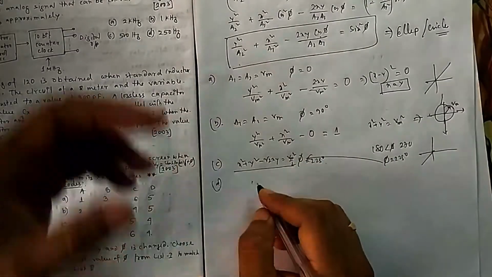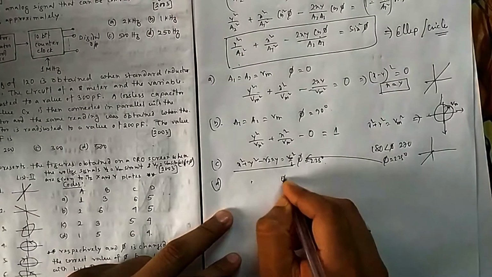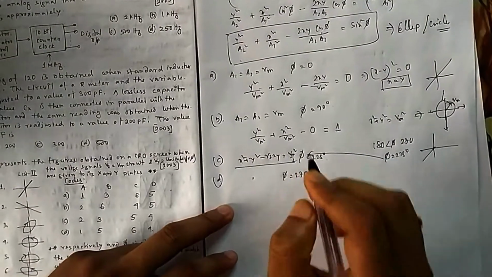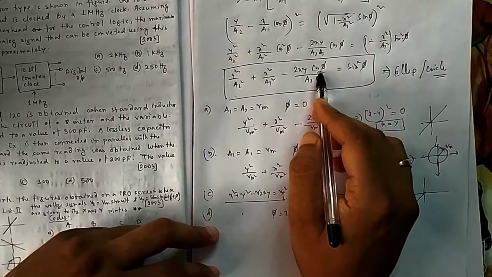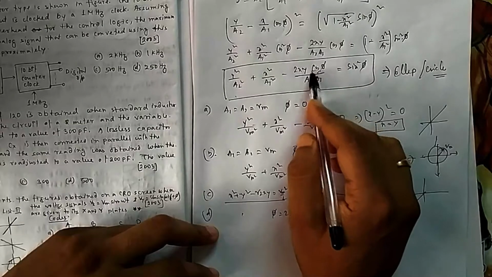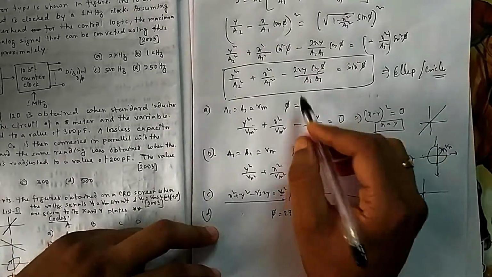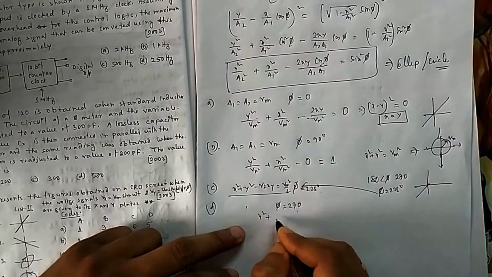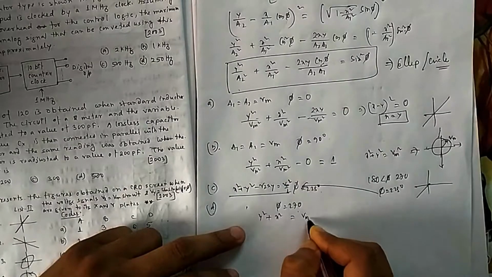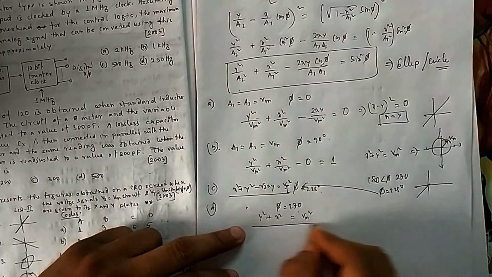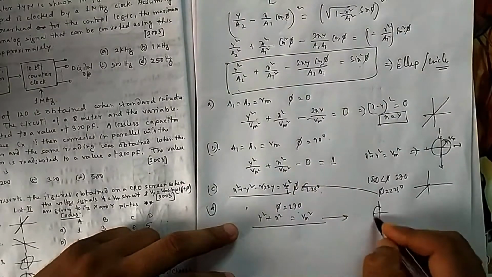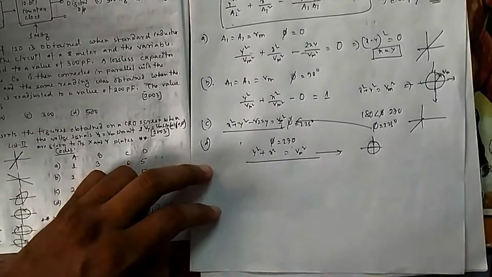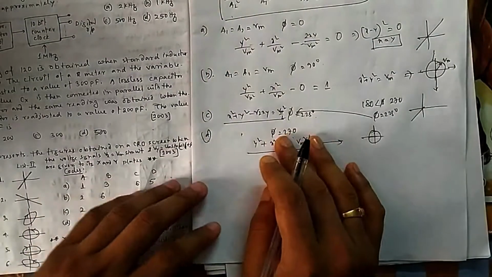And for D, you will apply phi equal to 270. If you apply 270, what is cos 270? It is 0, so this side will be 0. So y square plus x square is equal to Vm square, and sin 270 is minus 1, but it will be squared, so it will be plus. So this is also a circle. So how do you know which direction it is moving, clockwise or anti-clockwise? For that, this is how you will do it mathematically.